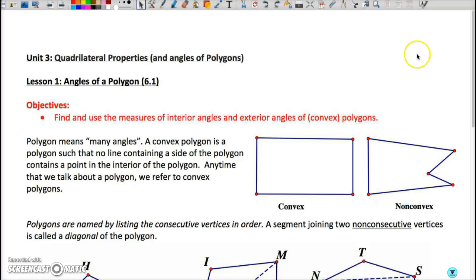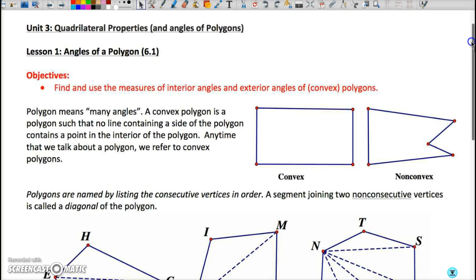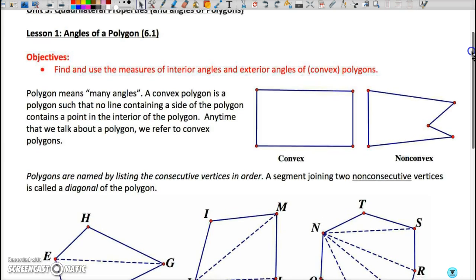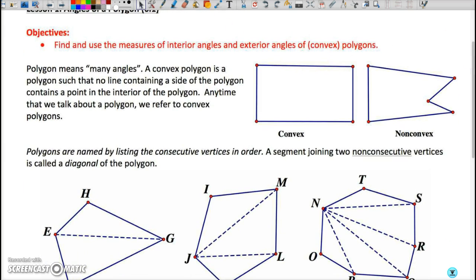Okay, so welcome to lesson 1 of Unit 3, and the focus of this lesson is going to be on the angles of a polygon. When we talk about a polygon, what we're going to do is focus exclusively on convex polygons. An example of a convex polygon is the convex quadrilateral over here, and to the right we have a non-convex one.